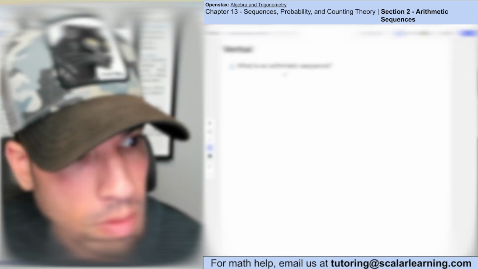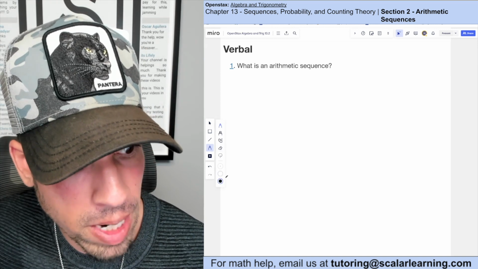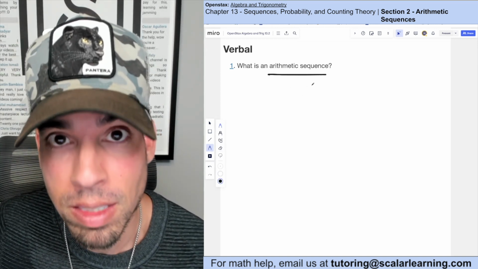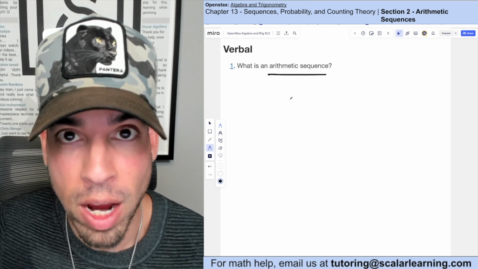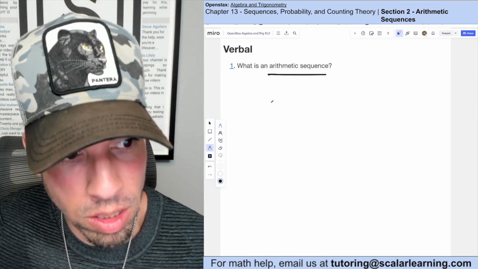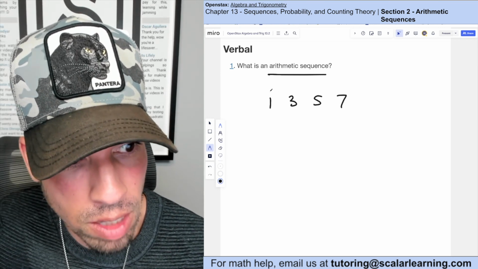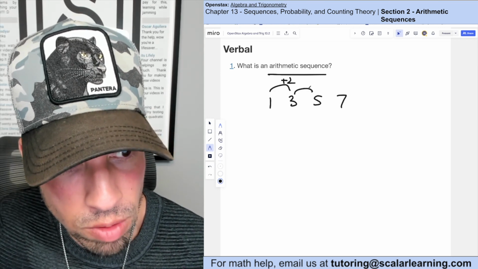Let's do it. First question is, what is an arithmetic sequence? An arithmetic sequence is a sequence of numbers where there's a common difference that you're either adding or subtracting to get each successive term. One example would be 1, 3, 5, 7, right? The common difference is positive 2 every time.